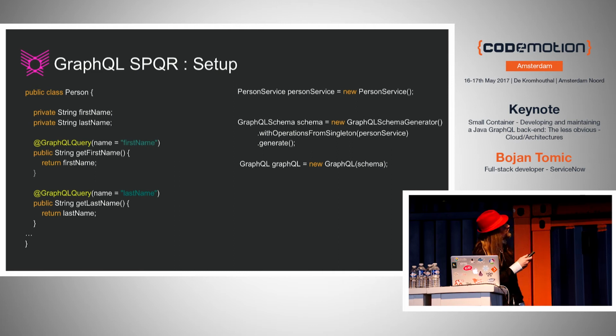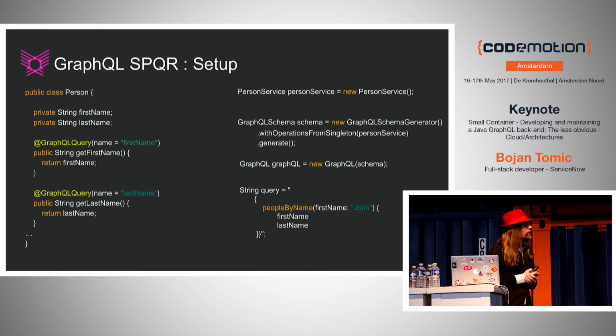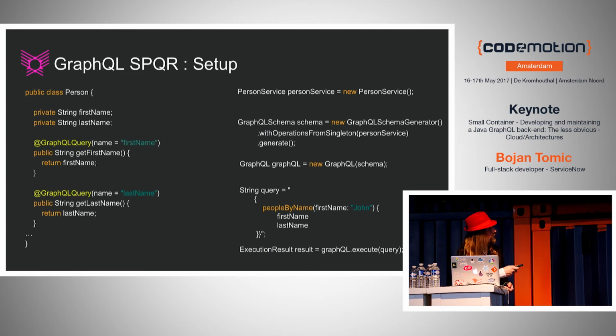So this is the object that you want to keep on forever, basically for the lifetime of your application. And then you fire queries against this. So here's a query that would trigger this method. Sorry, yeah, the find people by name method. So it takes a first name, let's say John, and then we want first name and last name back. And then you would just fire this, execute this query against this runtime object that you created.